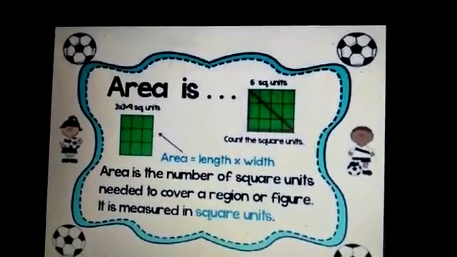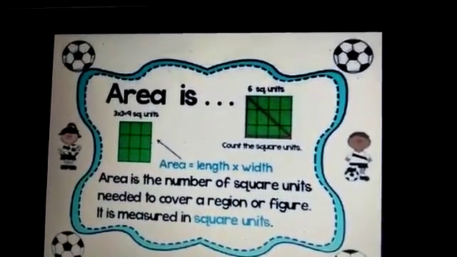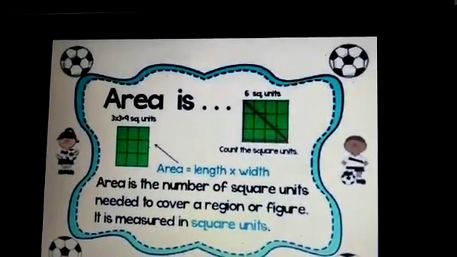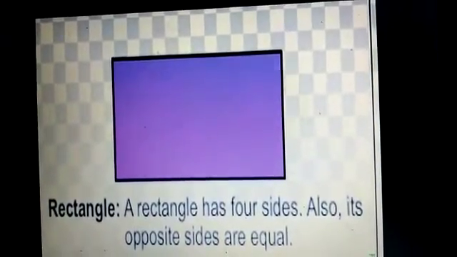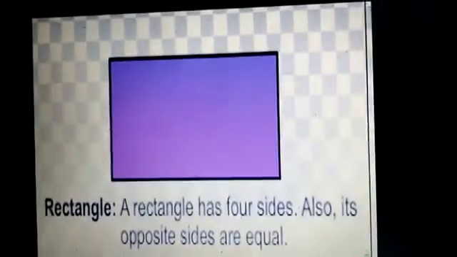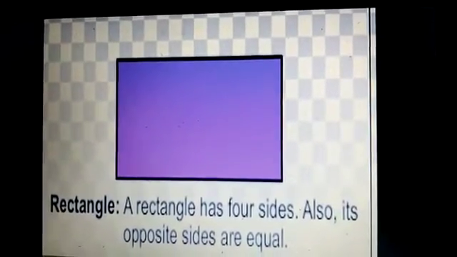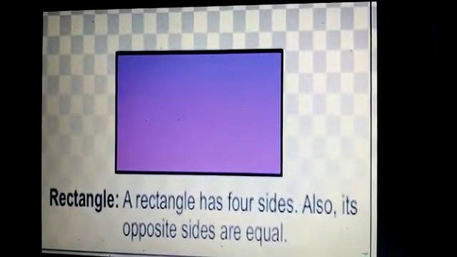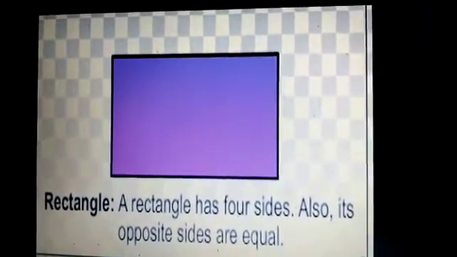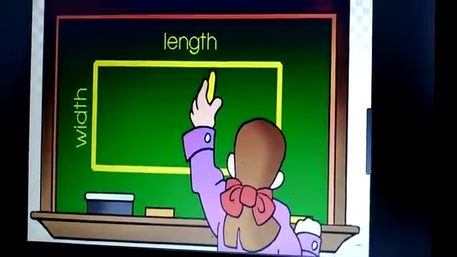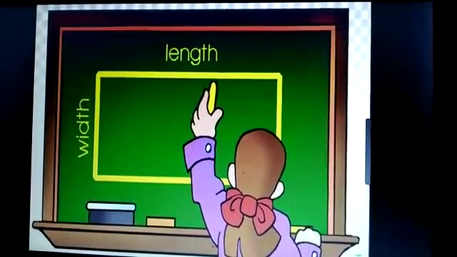And we said we have another way to measure area: area equals length multiplied by width. This is a rectangle. A rectangle has 4 sides, and its opposite sides are equal. It's a 2-dimensional shape. Two opposite sides are the same length. I have 2 sides, one side is the length and the other side is the width.